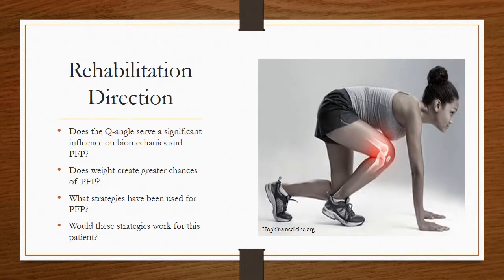So we wanted to find out which direction we should go with her rehabilitation protocol. Previous thoughts have stated that the Q angle of the knee can have a significant part in the patellofemoral pain as well as the biomechanics of the knee. Also that a patient's weight could contribute to the pain, and what other strategies we would be able to incorporate to help bring the best outcome for her. And with the strategies that are out there, we tried to find some relevant research that could show validation for using it.